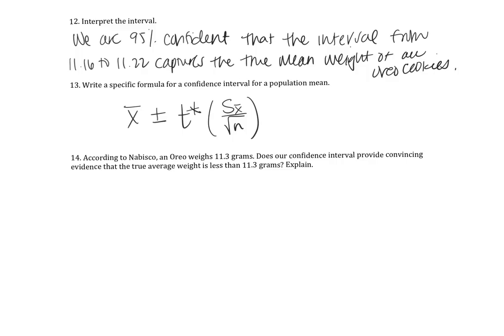Does our confidence interval provide convincing evidence that the true average weight is less than 11.3 grams? So we have our interval from 11.16 to 11.22. Our confidence interval does not include that 11.3, okay? 11.3 is not within the interval.